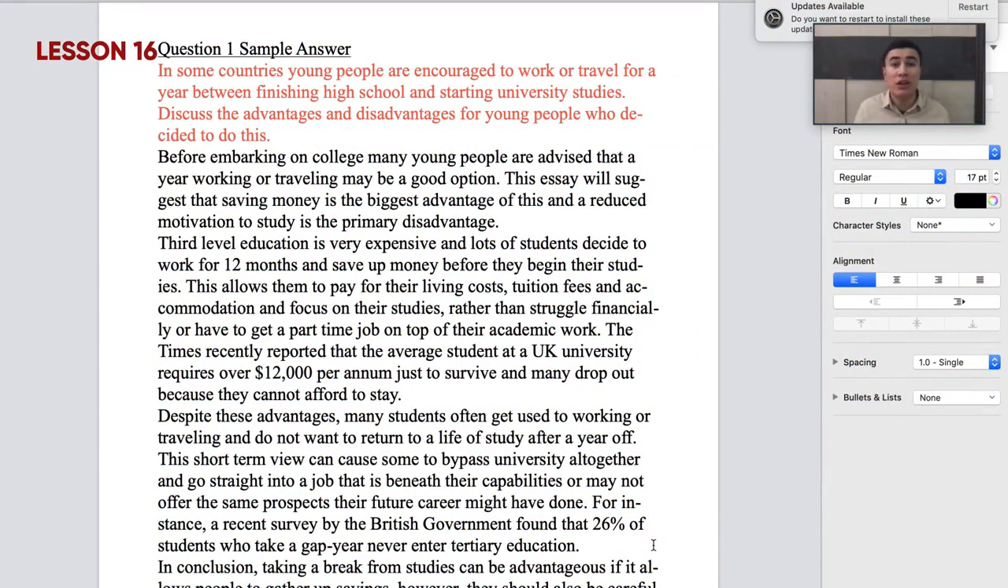Now, guys, we are going to consider a sample answer for each question. Now, question number 1. In some countries, young people are encouraged to work or travel for a year between finishing high school and starting university studies. Discuss the advantages and disadvantages for young people who decided to do this. If you remember, this was the simplest question and you're not asked for your opinion.